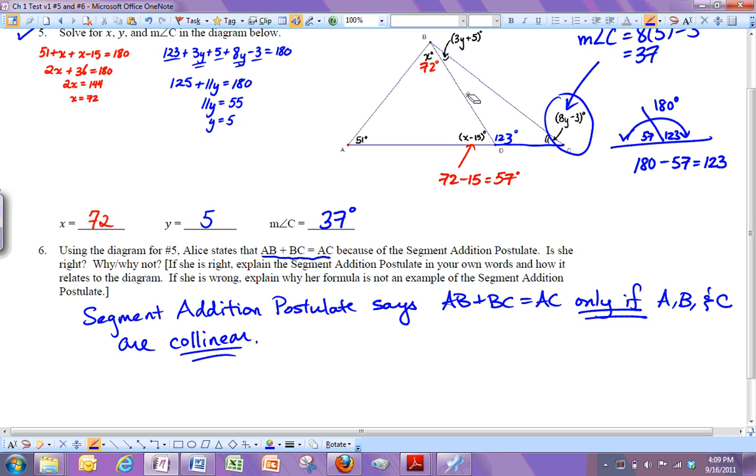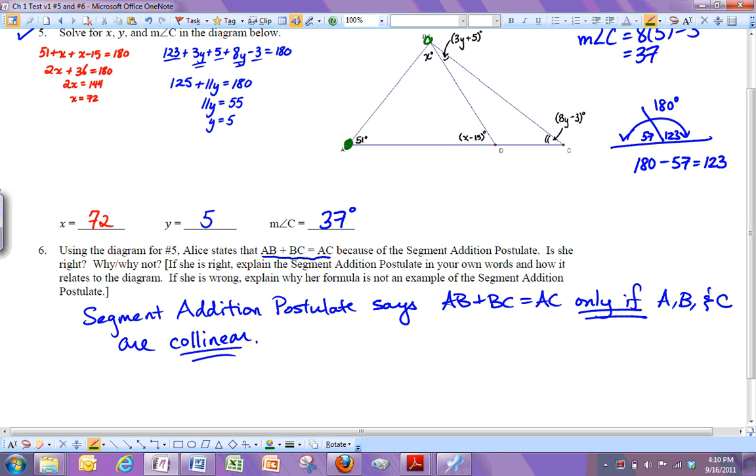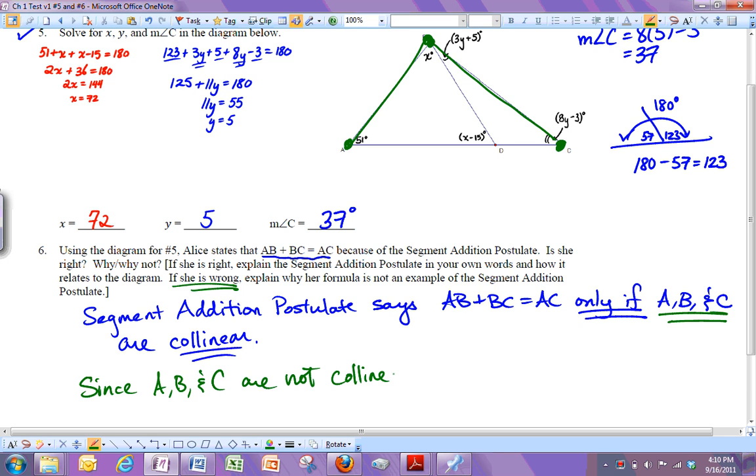Take a look at the picture up here. Here's A, here's B, and here's C. They're not collinear. Definitely not a straight line. So the reason she's wrong, and she is, isn't because the segment addition postulate is false. It's because her conditions aren't true. She doesn't have A, B, and C collinear. So since A, B, and C are not collinear, Alice can't use the segment addition postulate. Hope that helps.